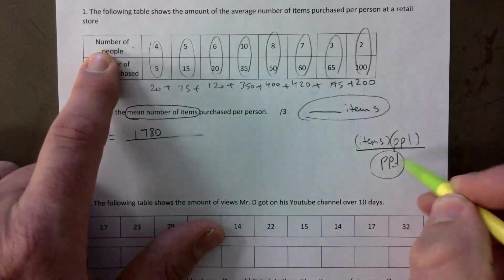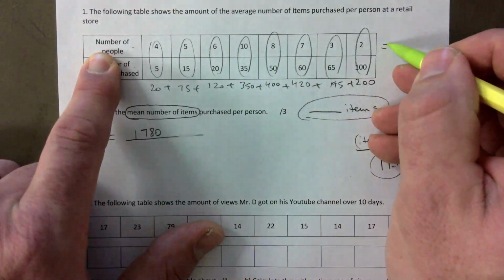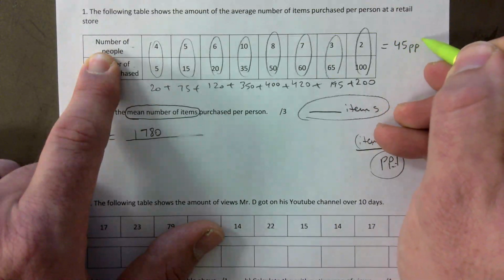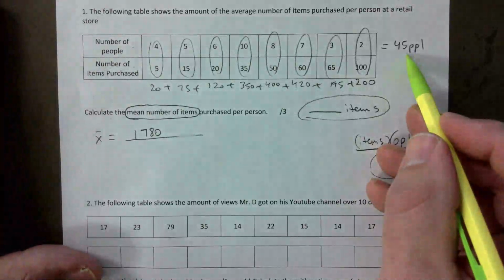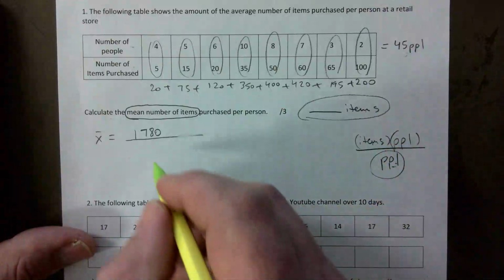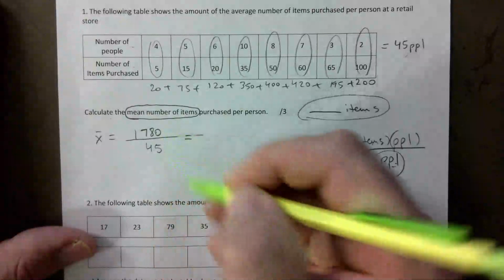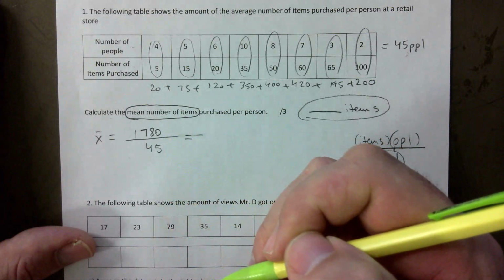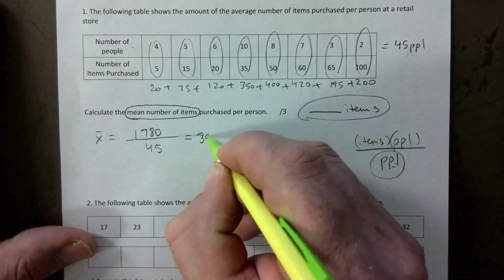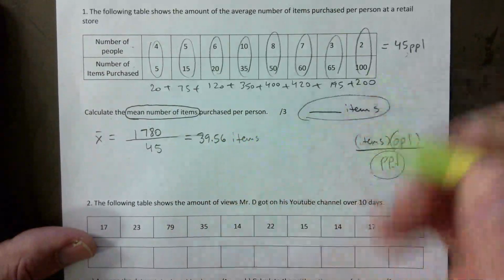So you're going to go up here and add up that row. In this case, it adds up to 45 people that were considered in this survey, or the data that was collected involved 45 people, 45 customers. So 45 goes here. So when you divide, you get 39.56 items per person.